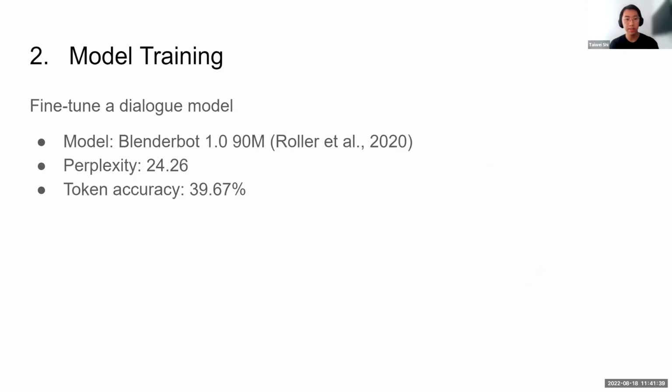And once we have the dataset, we then fine-tune a dialogue model. The baseline model we choose is BlenderBot. And after fine-tuning, we were able to achieve a perplexity of 24 and a token accuracy of about 40%.